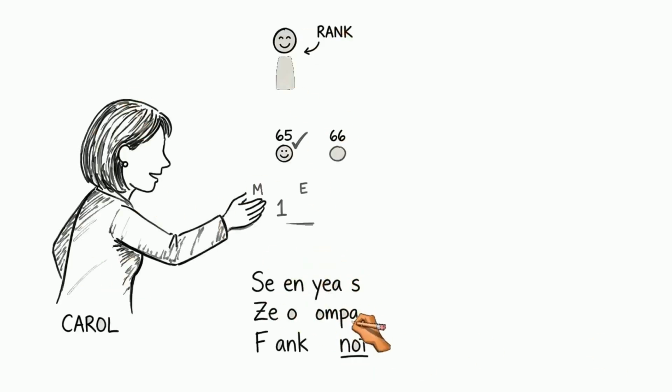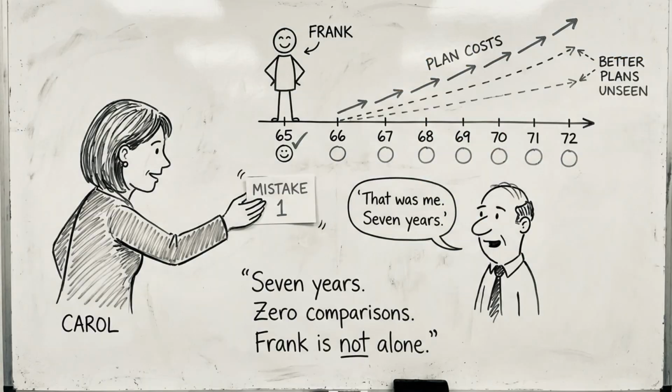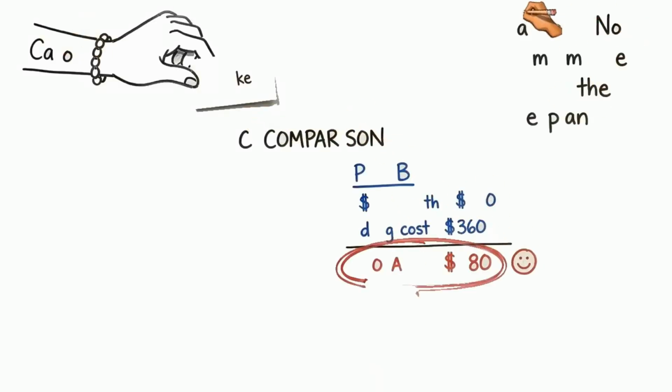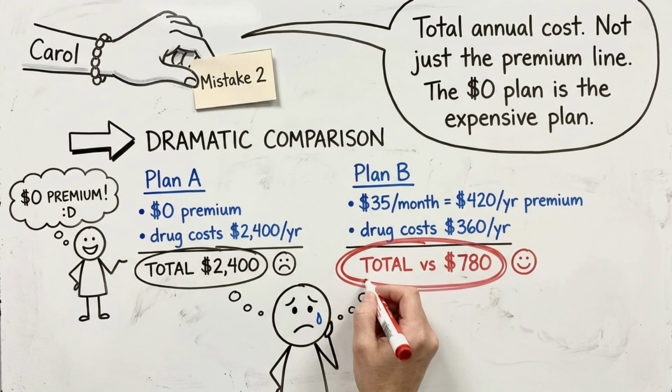Mistake 1. Never comparing plans after initial enrollment. This is Frank's primary mistake. 7 years on the same plan without a single comparison. Plans change annually. Your medications change. The lowest cost plan for you at 65 is rarely the lowest cost plan for you at 72. The one annual comparison is worth an average of $1,000 to $2,000 for people who do it versus those who do not.